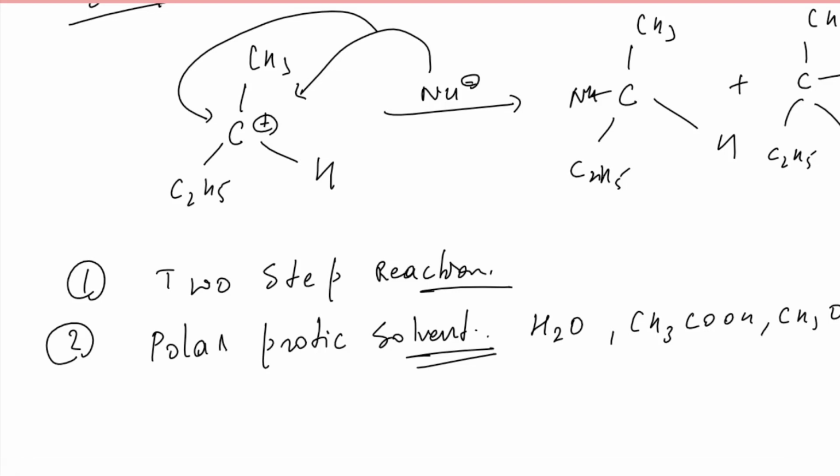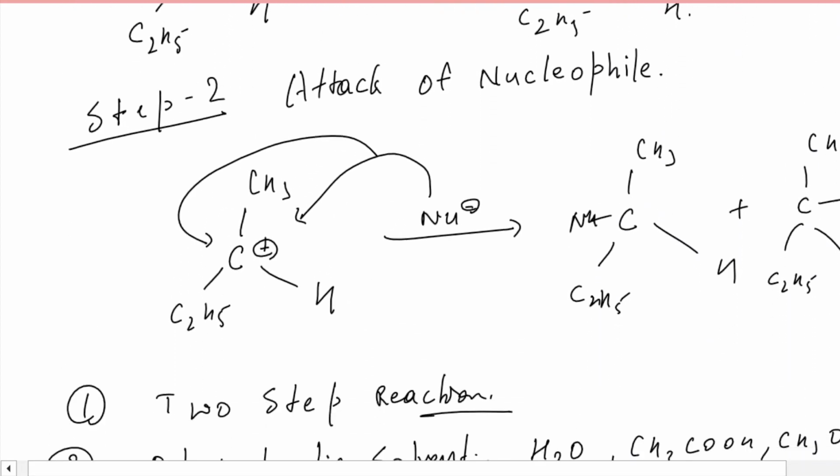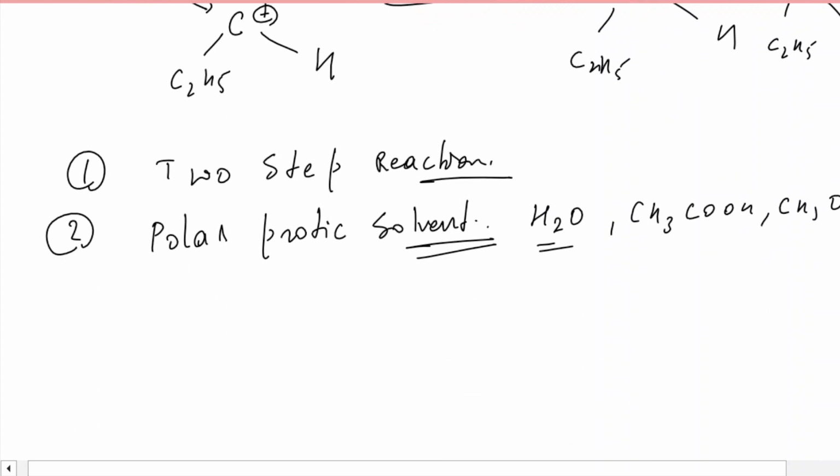So these will favor the SN1 reaction because these will help in the polarization of the molecule, and hence they will participate in the formation of carbocation. Protic means which can donate H plus ion. Polar means simply which is polar, where an electronegativity difference is there.